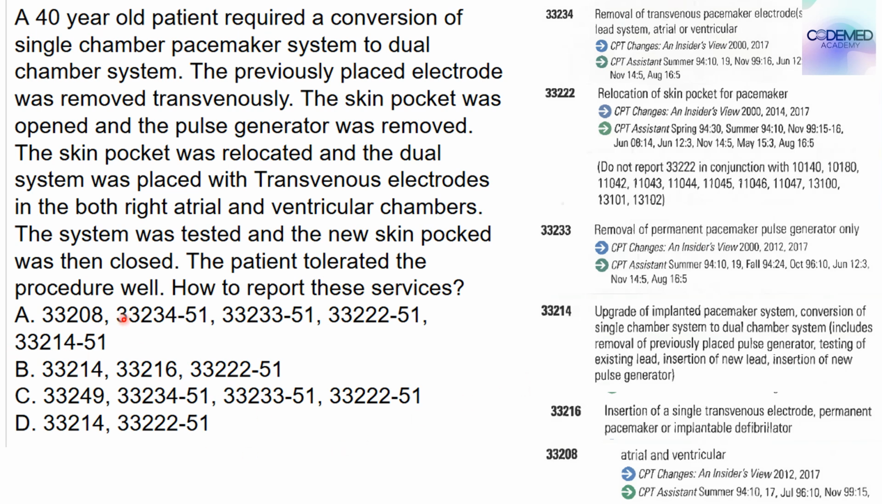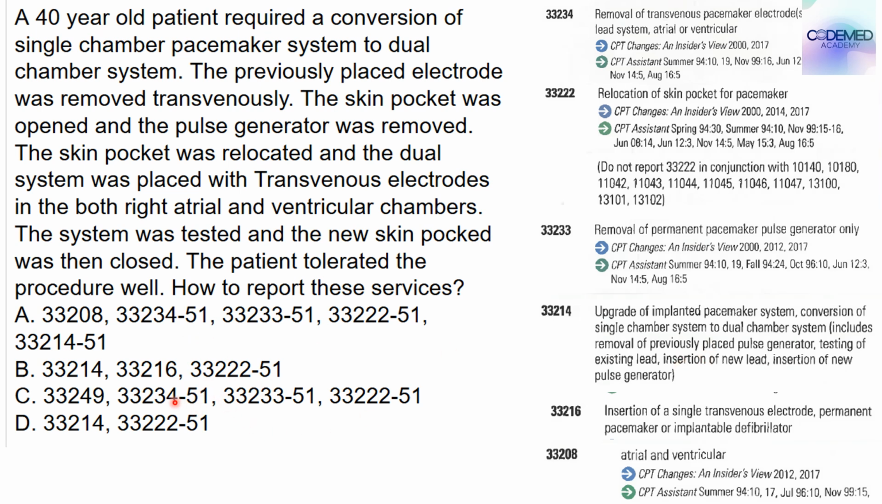Now we will see the different codes. So let us see B and D. Now in this case 33214, it is talking about upgrading of the implantable pacemaker system, conversion of the single chamber to dual chamber system, including the removal of the previously placed pulse generator, testing of the existing lead, insertion of the new lead, insertion of the new pulse generator. This is the code which includes almost everything that is there. So this is a kind of combo code and I'll definitely require this code. So I'm going to use this code.